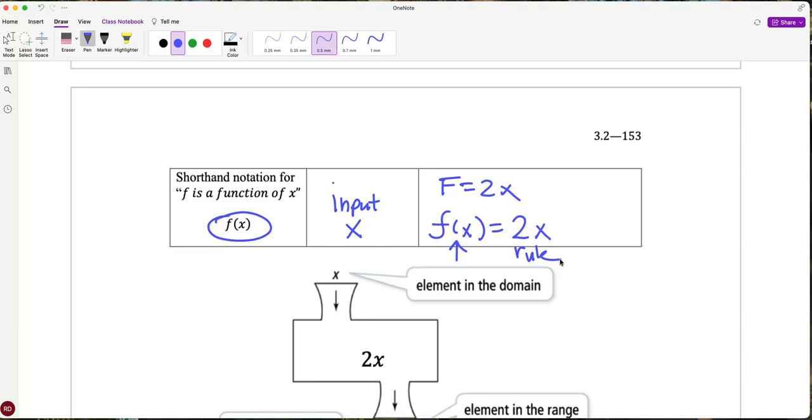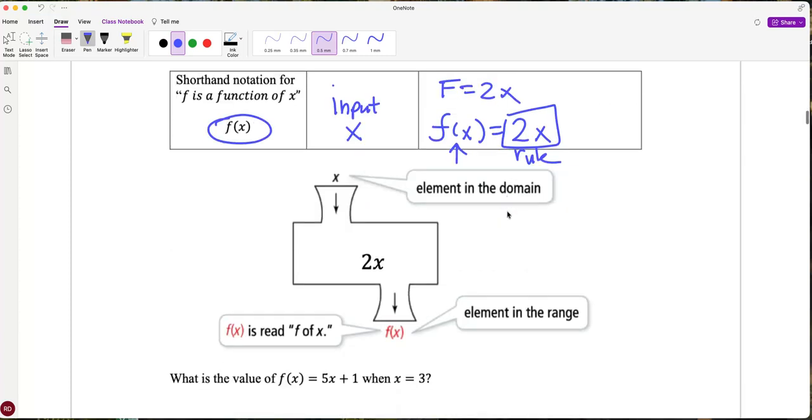You're accustomed to seeing y equals 2x, you plug in x to get y. We're going to switch that now and start saying, instead of saying y is equal to 2x, f parentheses x, or f of x. So we're saying f is a rule, f is a function, it depends on x. So what this means is you substitute an x into this rule. So you substitute an x into 2x.